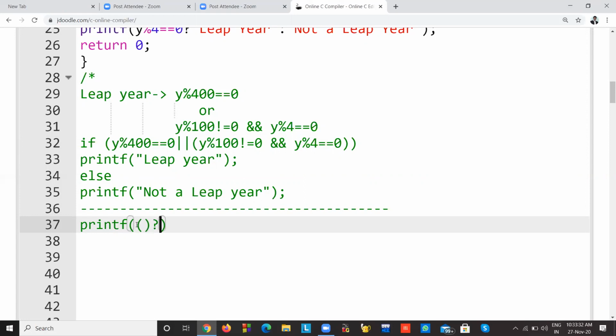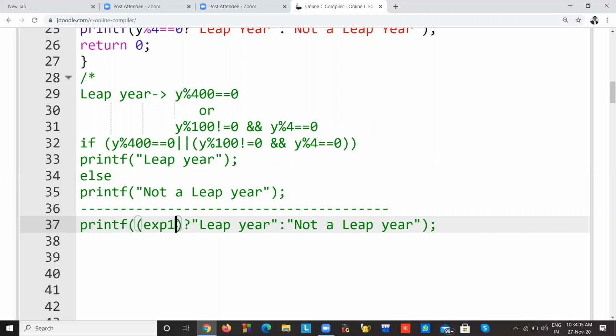I mean first condition. I have not written it yet, let me write later. Okay, this is my expression 1. If my expression 1 is true, expression 2 will get executed. What is the expression 2? I just want to print leap year. If my expression 1 is false, I want to print not leap year. So my expression 3 is not a leap year. Okay, so this can be maintained in a single line like this.